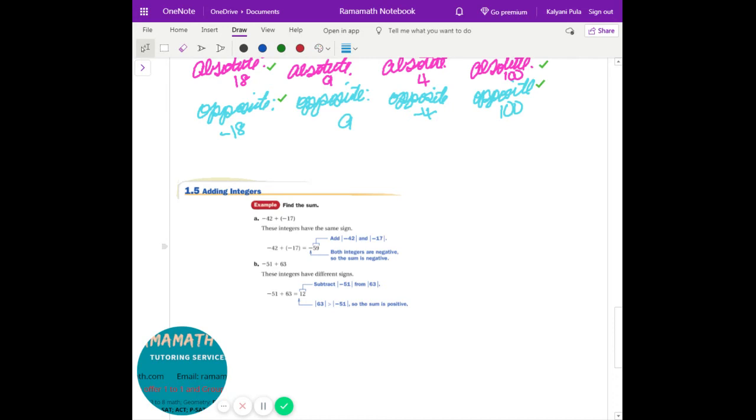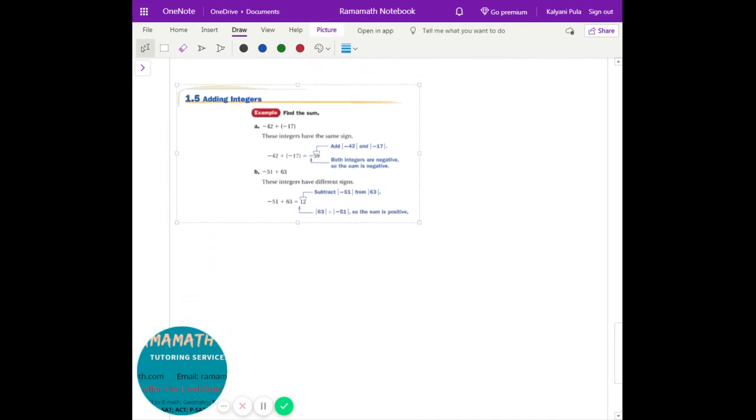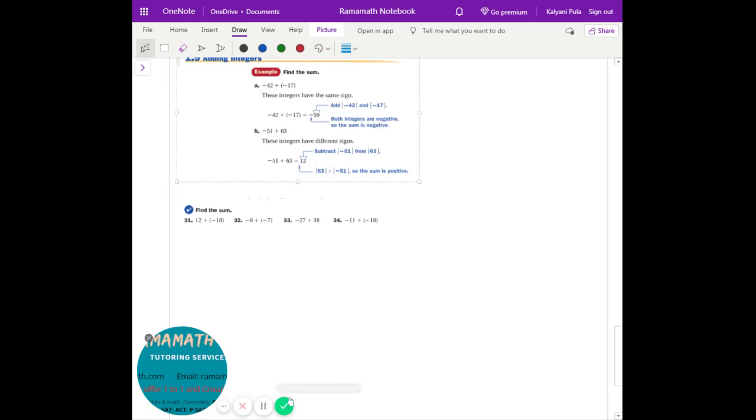Okay, good. Now let's look into this adding integers. Find the sum, and let's look at some examples up here. So this one right here, negative, and when you have the same signs, you add them together. When you have opposite signs, you subtract them. Okay, so that's adding integers. All right, let's practice some questions on this one.